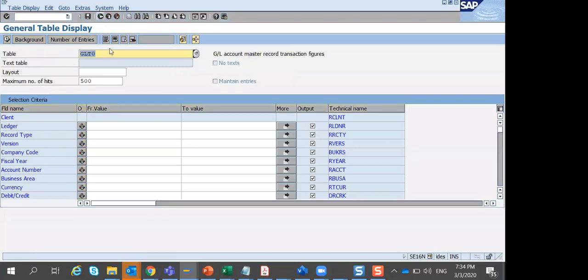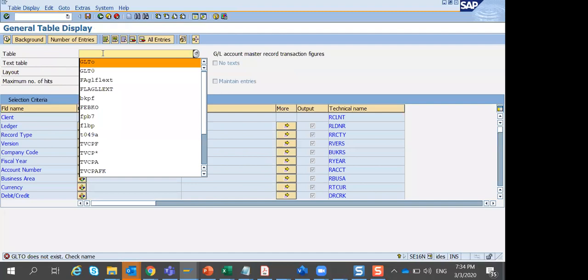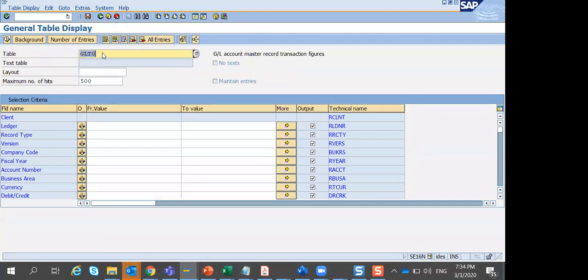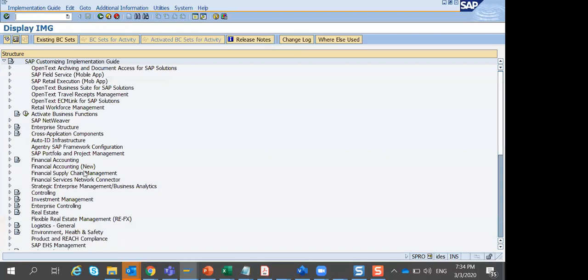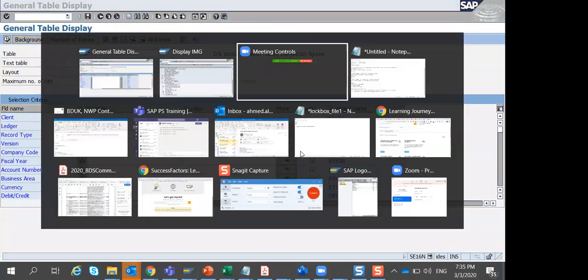Let me just go back. I'm not able to actually show that. We're not in the classic GL, we're in the new GL. The way we know we're on the new GL is that it comes with all this. It says new. Whenever you see financial accounting new, that means it's a new GL system. Let me just go back here.